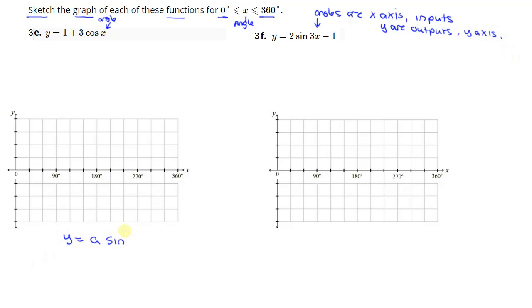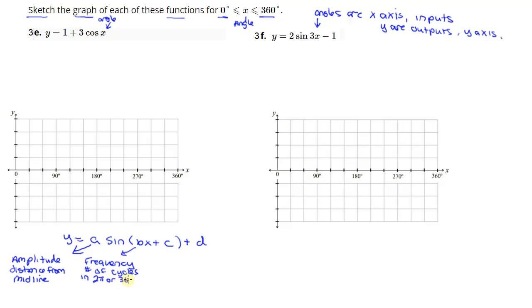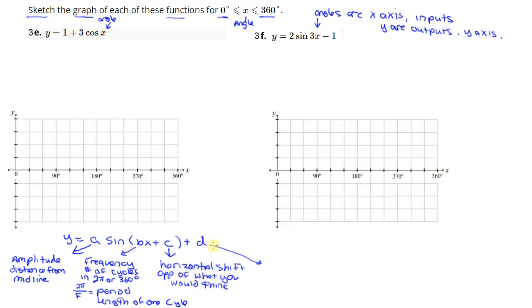I know the graph looks a little different than we're used to. And then let's remember what we know about periodic functions. This number times sine or cosine, that's the amplitude. That's how far it is away from the midline. And this number times x, that's the frequency. And we can find the period by doing 2 pi divided by the frequency. And if I add a number to the x's, that's going to shift it left or right, and it's going to be the opposite of what you think. And if there's a number added, and it can be written at the front or the back, then it's going to move up or down, which is going to make it the midline.